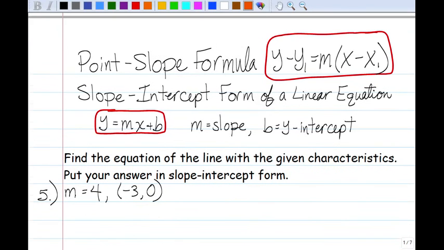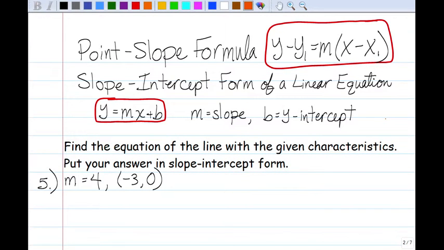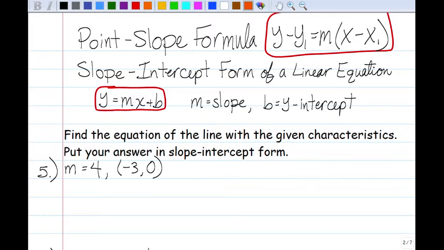Alright, so that was about how to find the slope of a line. Now we want to talk about how to actually find the equation of a line. So we're going to use the point slope formula, which is y minus y1 equals m times x minus x1. I like to always have my answers in the slope-intercept form, which is y equals mx plus b, where m is the slope, as we know, and b is the y-intercept.